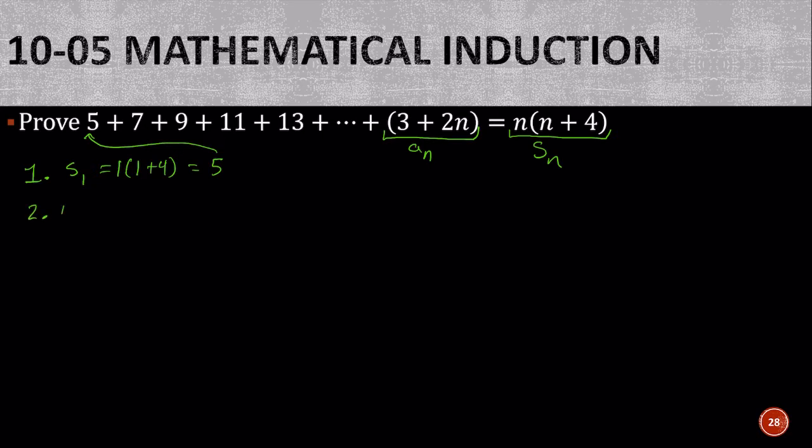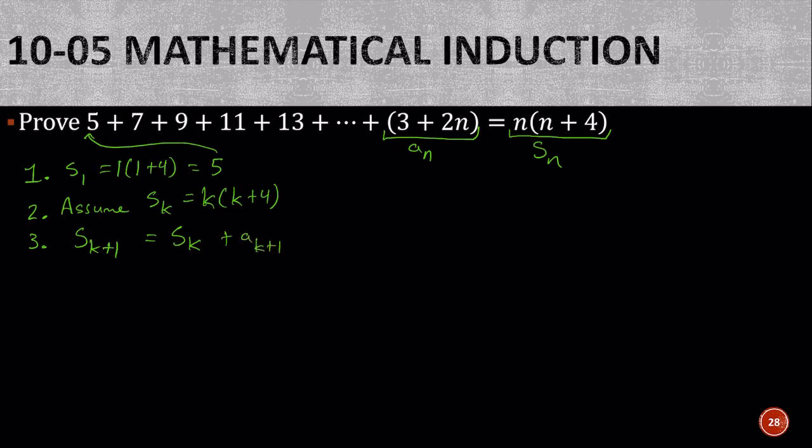Step 2. Assume our sum through k terms equals, all right, so now I'm just going to plug a k into the sum formula. So it'd be k times k plus 4. That was exciting. Step 3. Now we need to show that it works for k plus 1. Since it's a sum formula, our sum through the terms k plus 1 would equal the sum of the terms through k plus the next term, which is the k plus 1 term.